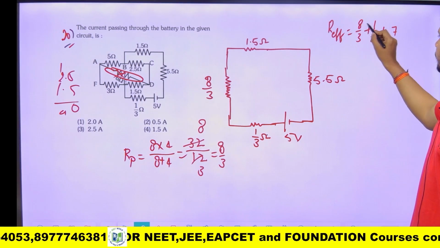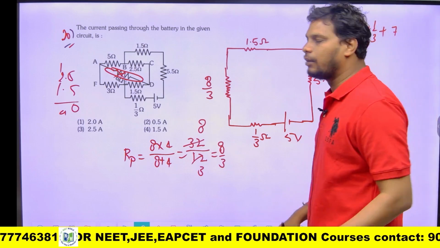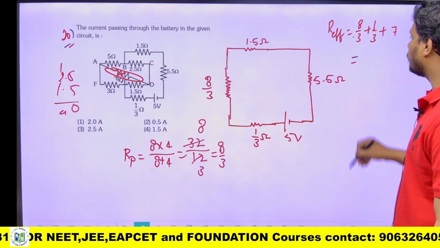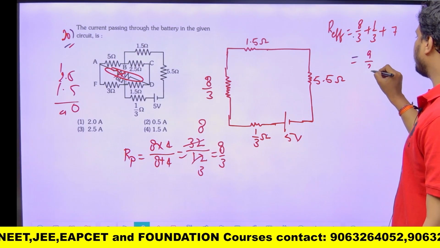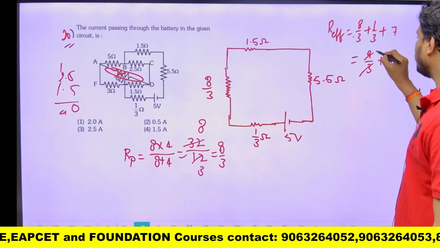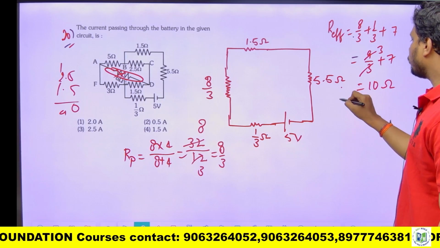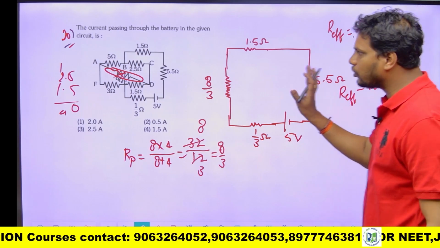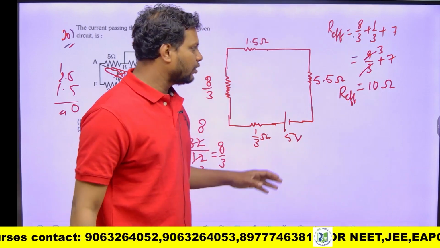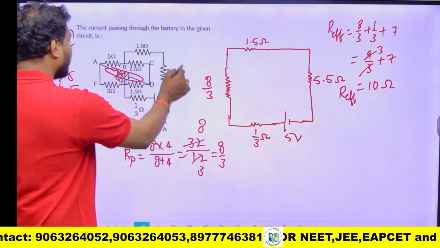Then 8 by 3 plus 1 by 3. If you take 1 by 3 as an apple, 8 apples plus 1 apple is equal to 9 apples. So 9 by 3 plus 7. Cancel, 3 threes are 9, which is equal to 10 ohm. So the total effective resistance of this circuit is 10 ohm.